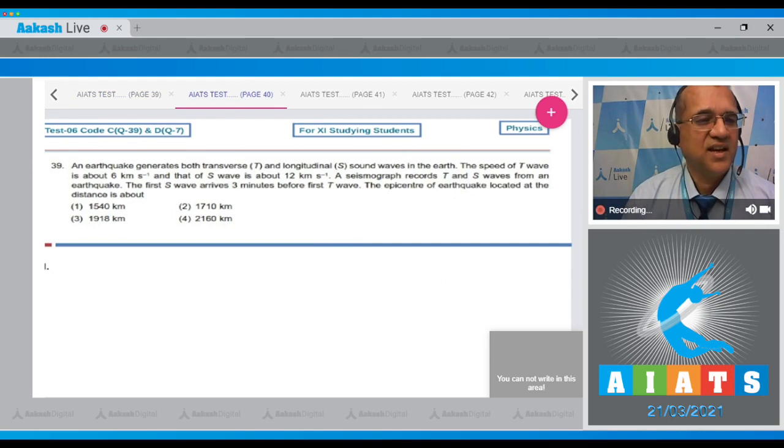Now see question number 39. An earthquake generates both transverse and longitudinal waves in the earth. The speed of the transverse wave T is about 6 km per second, and that of the longitudinal wave S is about 12 km per second. A seismograph records S and T waves from an earthquake. The first S wave arrives 3 minutes before the first T wave. The epicenter is located at a distance of about, see, this is the epicenter from where the waves are generated, and the seismograph is at this place, which is an observation center.